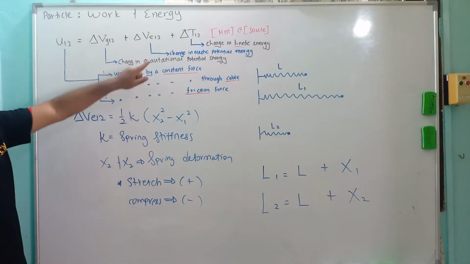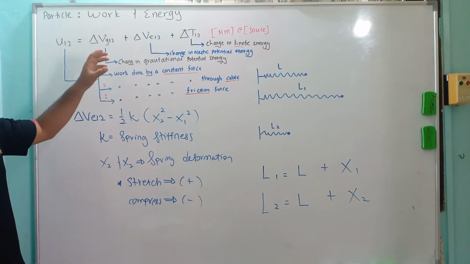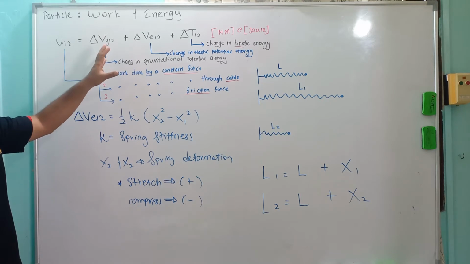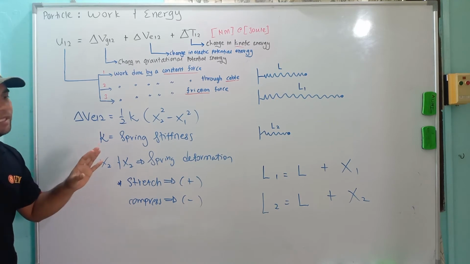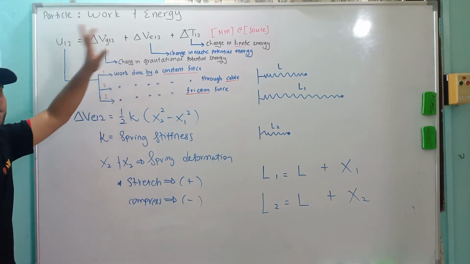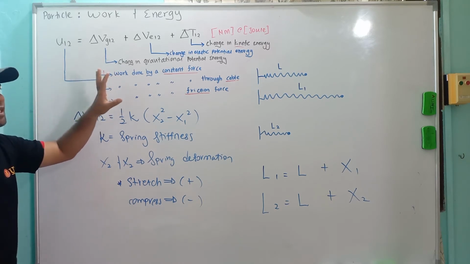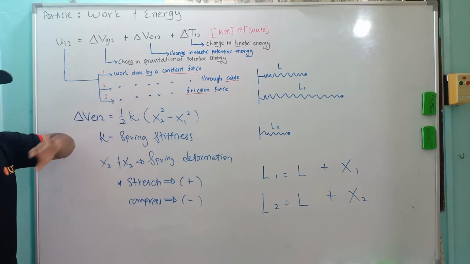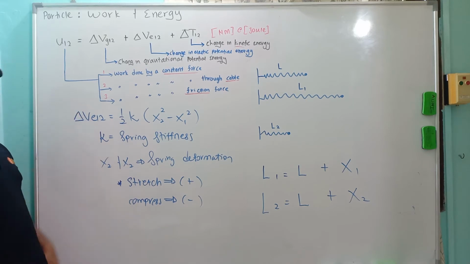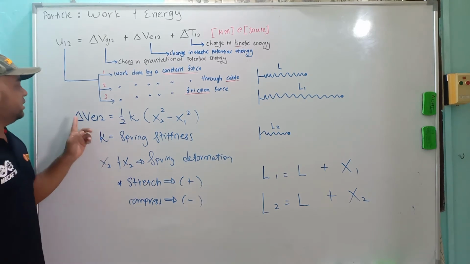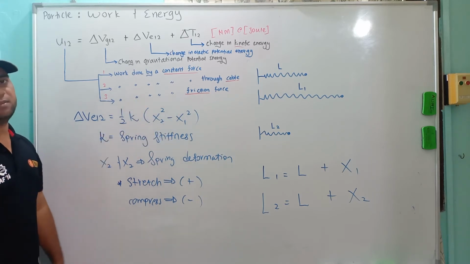The second last component here is the change in elastic potential energy. This part only exists if there is a spring in the system. If there is no spring, directly put delta Ve12 equal to 0. If there is a spring, you can calculate the change in elastic potential energy because of this spring. The equation is delta Ve12 equal to half k times x2 squared minus x1 squared.